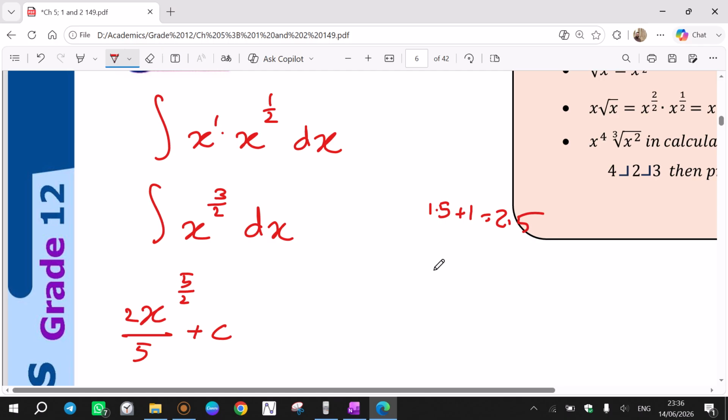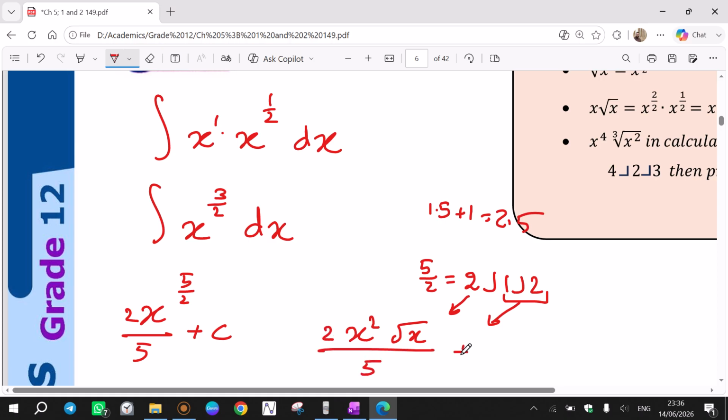5 over 2 is not simplest form. If you write 5 over 2 in calculator, you're going to see 2, 1, 2. The first 2 is going to be x power 2. The 1 over 2 is going to be square root x, and there's 2 here, all over 5 plus c.